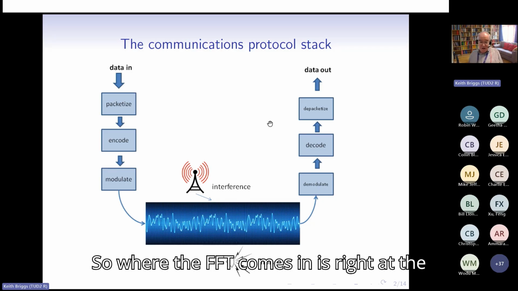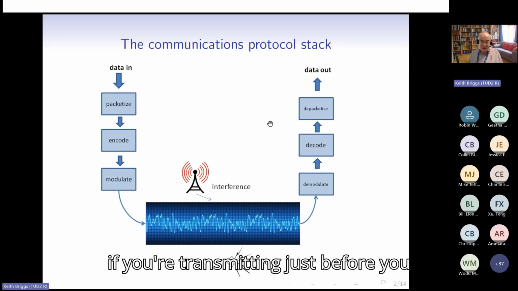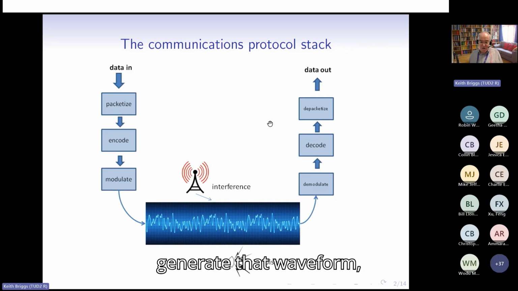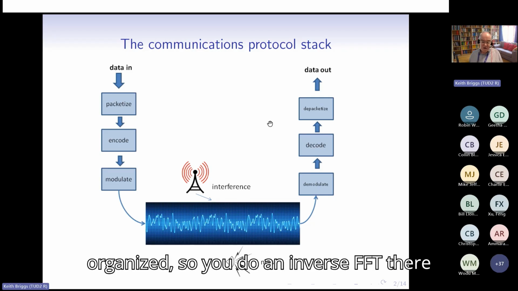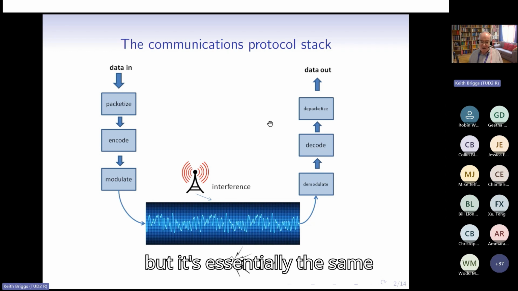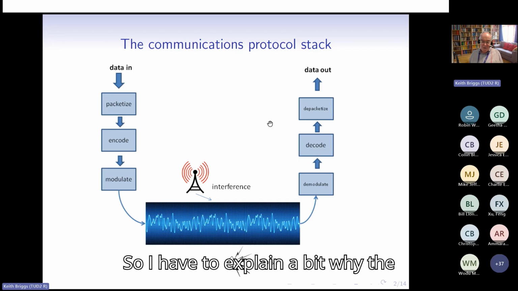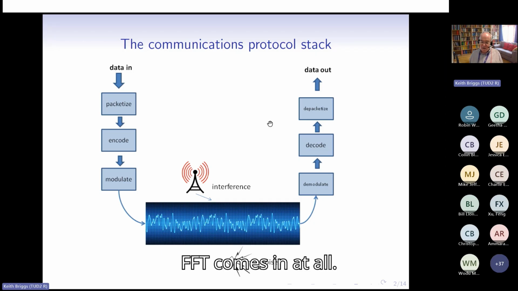So where the FFT comes in is right at the bottom where those curved arrows are. So if you're transmitting, just before you generate that waveform, you do an inverse FFT there and a forward FFT on the receive side, but it's essentially the same thing, really. So I have to explain a bit why the FFT comes in at all.